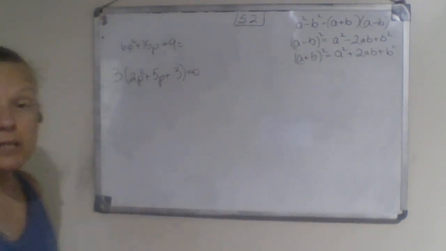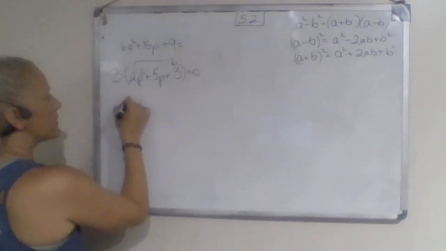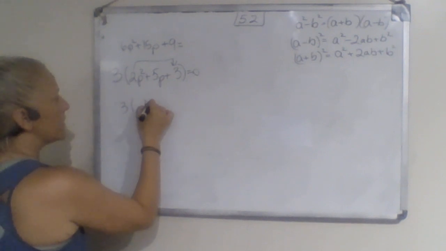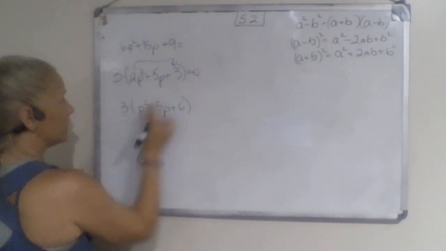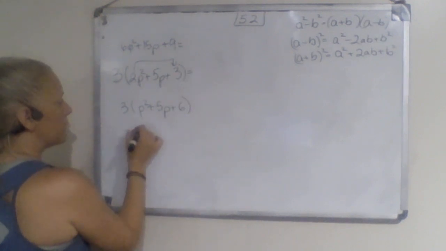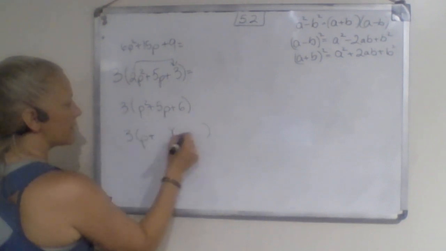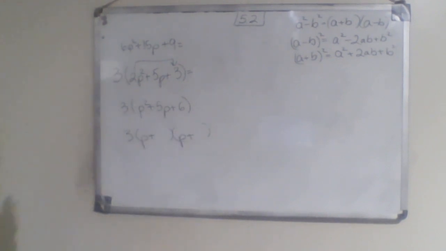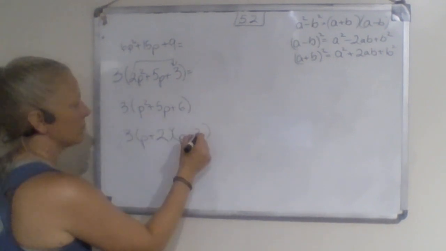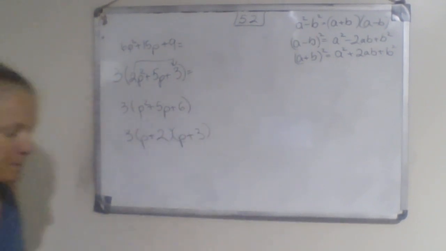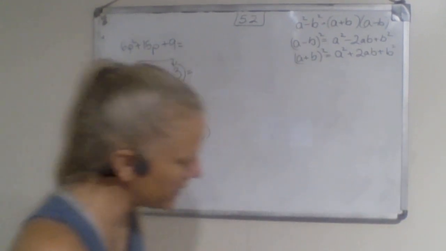Not a perfect square. This is just the old-fashioned factoring. This becomes 3 times (p squared plus 5p plus 6). In parentheses, p and p. This is all plus, so I already know it's a plus and a plus. 2 numbers that multiply to 6 and add to 5: 2 and 3. And we're done. Okay? There's one more example in there. You can look at it and figure it out from there.